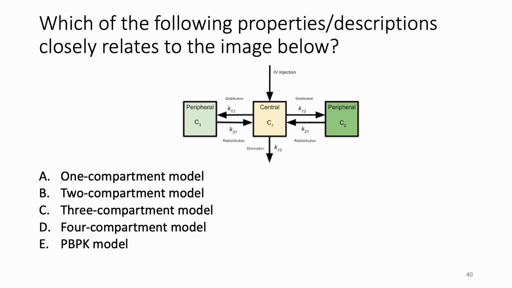Question: which of the following properties or descriptions closely relates to the image below? A. One compartment model. B. Two compartment model. C. Three compartment model. D. Four compartment model. E. PBPK model. You have 15 seconds to answer this question.